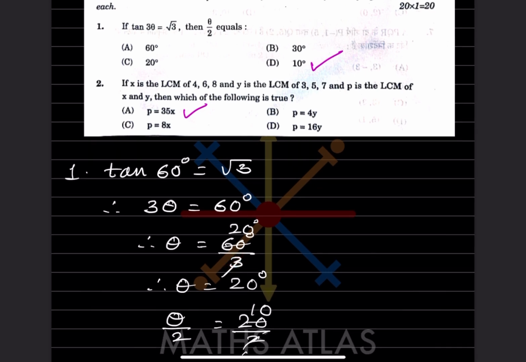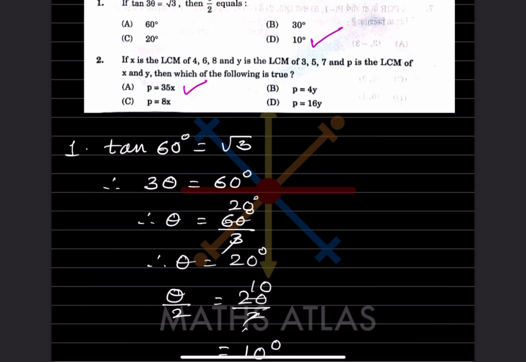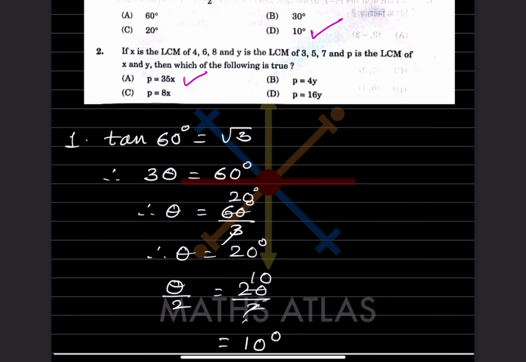Now here is 3 theta. That means this 60 is going to be 3 theta, that is 60 degrees. So theta is going to be, actually this is multiplication, so when it changes the side, it is going to get divided. So theta is going to be 20. We want the value of theta by 2, so in place of theta you will write 20, that is 20 by 2, that is going to be 10 degrees. So this is the option.